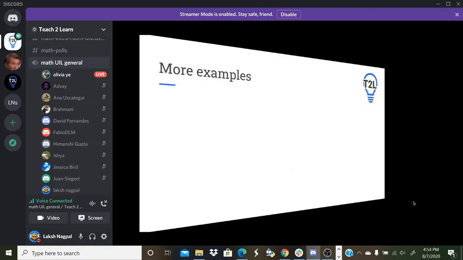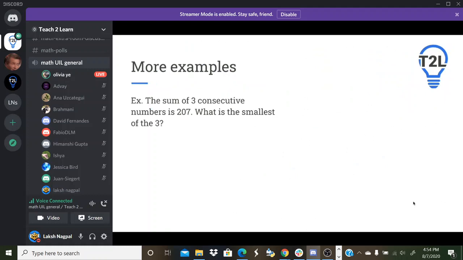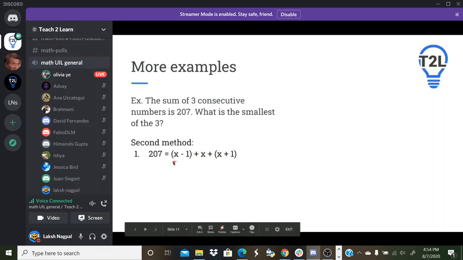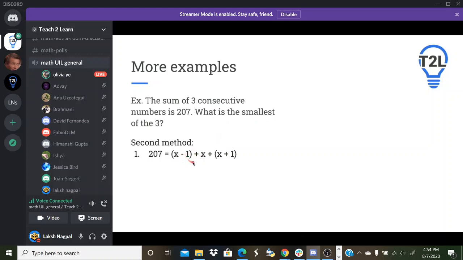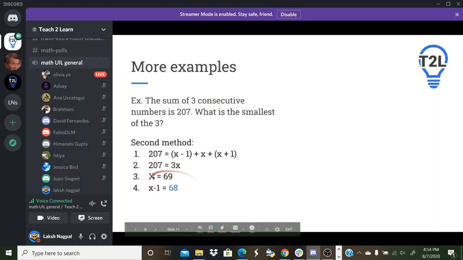So now we're going to look at an example. The sum of 3 consecutive numbers is 207. What is the smallest of the 3? So let's show this with the second method. I just wanted to show you solving this with x as the middle number. So in the end, when you're looking for the smallest number, you just have to remember to subtract 1 if you put it this way. So the 1 and the negative 1 cancel out, so you just have 207 is equal to 3x. So if you divide, x is 69, so the smallest number is 68.